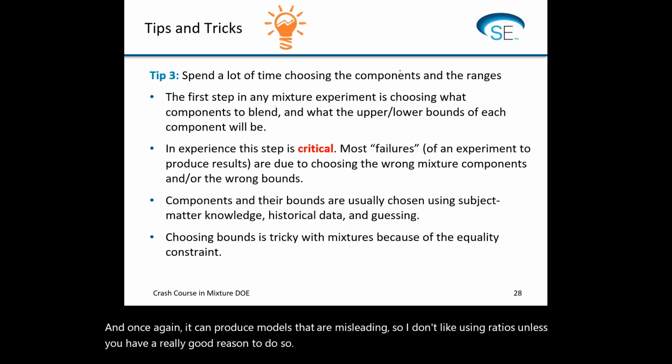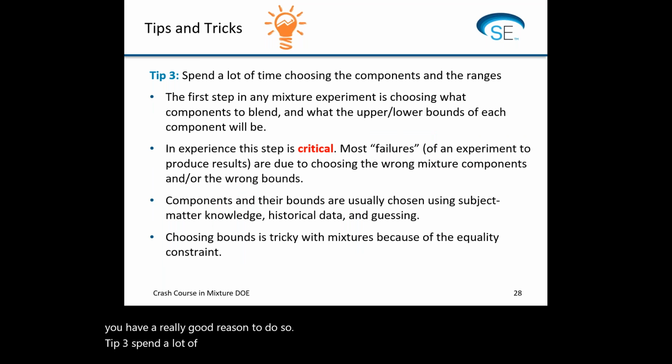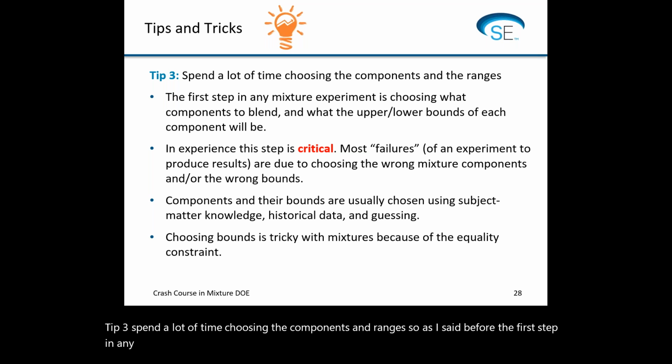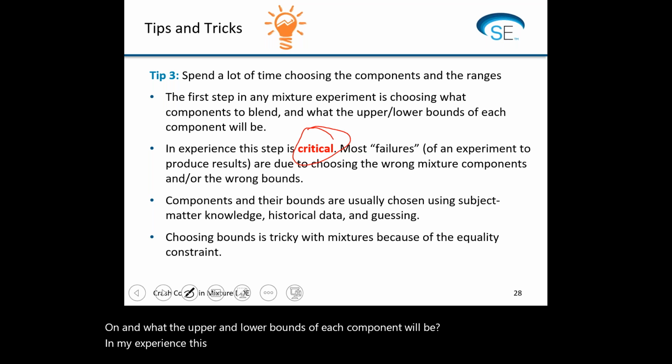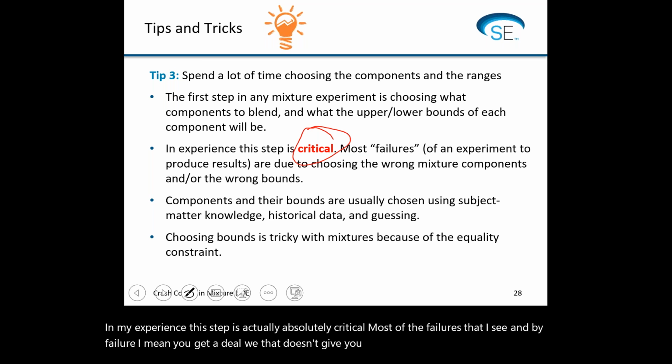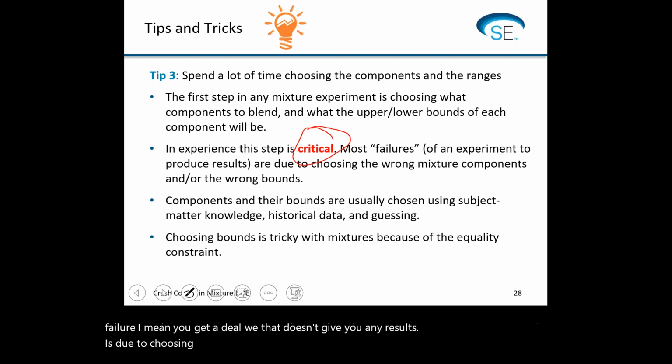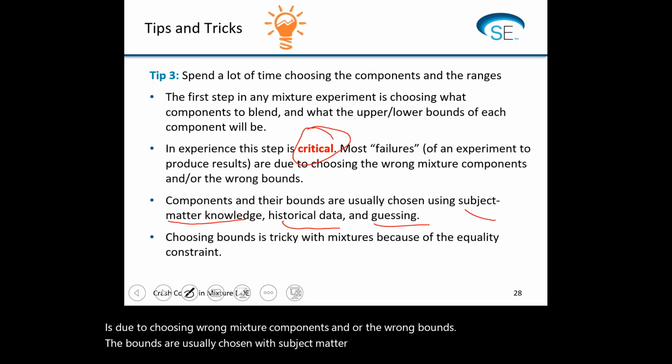Tip number 3, spend a lot of time choosing the components and ranges. As I said before, the first step in any mixture experiment is choosing what components you're going to be blending, and what the upper and lower bounds of each component will be. In my experience, this step is absolutely critical. Most of the failures that I see, and by failure I mean you get a DOE that doesn't give you any results, are due to choosing wrong mixture components and/or the wrong bounds. Bounds are usually chosen with subject matter knowledge, historical data, and sometimes just guessing.